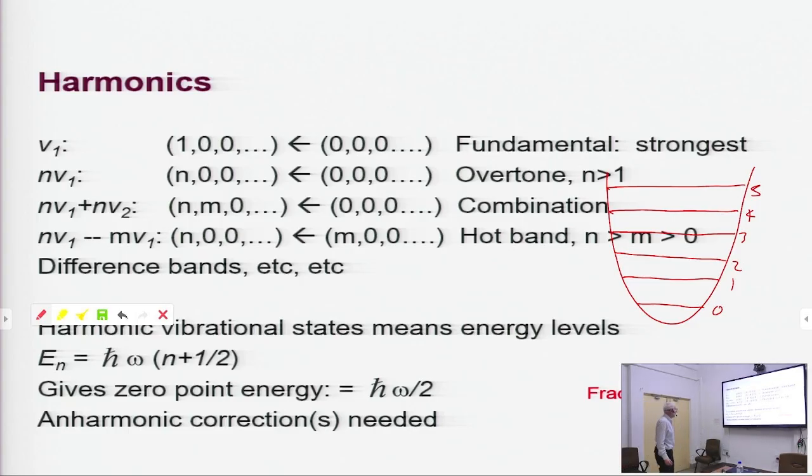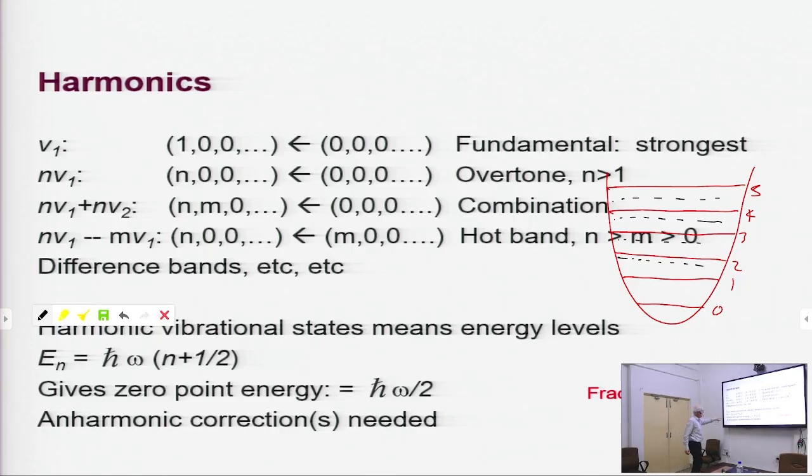The reality is slightly different, in that the levels get slightly closer together as you go up. I've drawn that too much, but they're slightly what's called anharmonic. They get a little bit closer together, but by a small amount. So excitation from 0 to 1 is not exactly the same as excitation from 1 to 2. The 1 to 2 is a slightly smaller gap.